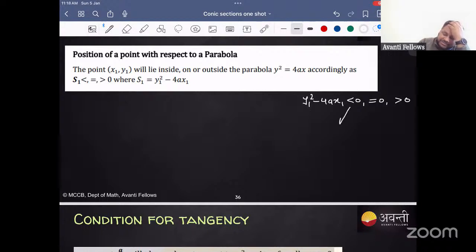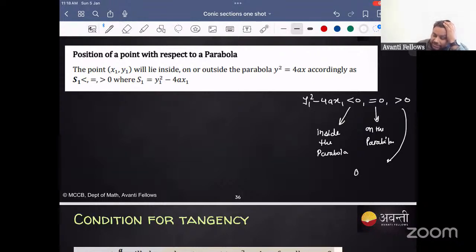So if it is less than 0, it lies inside the parabola. If it is equal to 0, it lies on the parabola. And if it is more than 0, it lies outside the parabola. Understood? So this is how we judge whether a point lies inside or outside the parabola.